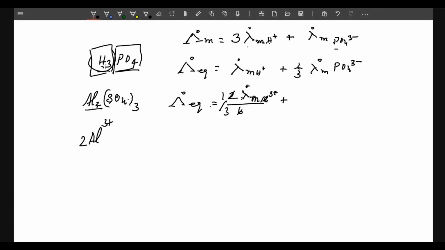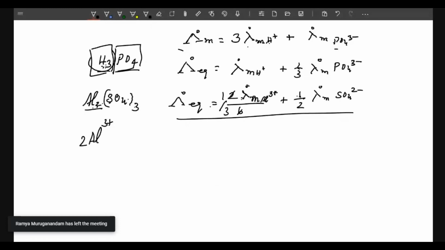Here 3 sulfate ion would be there, and the valence factor is 6. 3 by 6 equal to 1 by 2 lambda m naught of sulfate. This is the equivalent for this aluminum sulfate; we have not written down the molar conductance. Okay, in this way you can write this. Now you are going to do the problem.